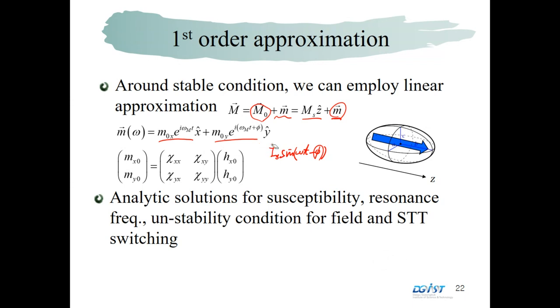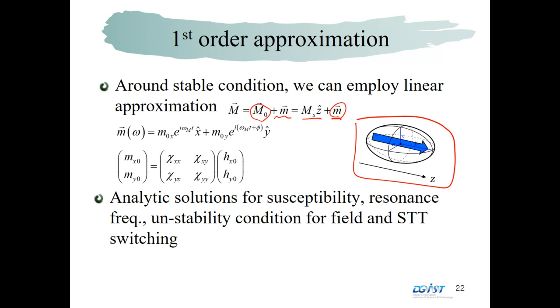Okay. So that's the cartoon solution. And here, M0x and M0y represent the magnitude of the x and y components. And this is the oscillating part, the time varying part, with the phase difference. Okay. And here, this cartoon represents the situation.